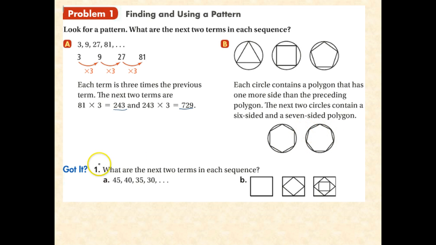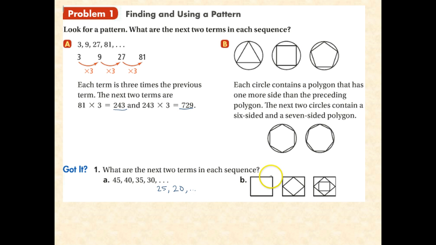Alright, pause and see if you can figure these out. Okay. 45, then 40, then 35, then 30. It looks like we're subtracting 5 each time. So 30 minus 5 is 25. 25 minus 5 is 20.